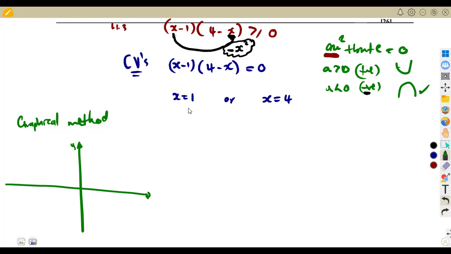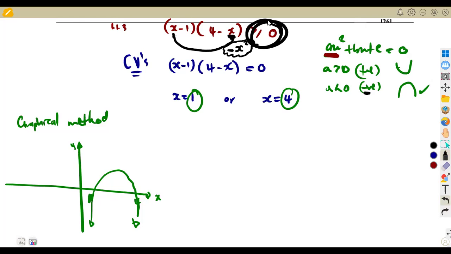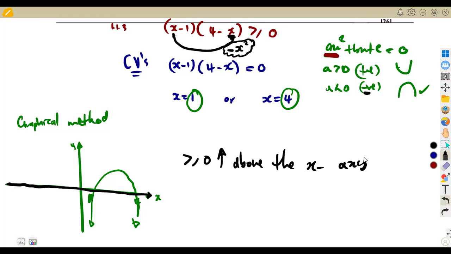But where is it going to pass? At 1 and at 4. So let's say this is where we have our 1 and this is where we have our 4. So our function is going to pass like this at 1 and 4. So this is our function. So the question is, when we are using the graphical method, which values are greater than or equal to 0? The values that are more than or equal to 0 are the values that are above the x-axis when you are using the graphical method. Greater than or equal to 0, that is above the x-axis. When it is less than 0, that is below the x-axis.